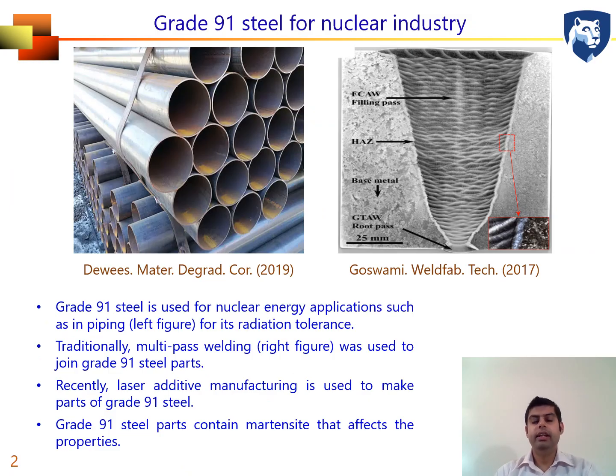Grade 91 steel is used for the nuclear industry for its excellent radiation tolerance. For example, these grade 91 steel parts are traditionally processed for the nuclear industry using multi-pass welding, but recently these parts are made using the additive manufacturing process. And as you know, grade 91 steel is a martensitic steel, so these parts are susceptible to containing martensite.